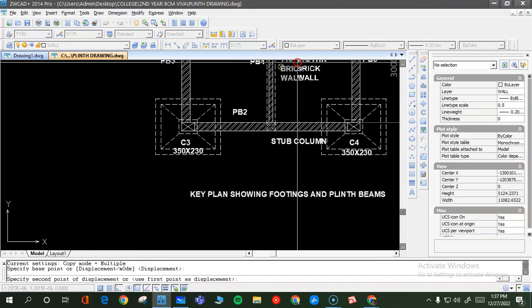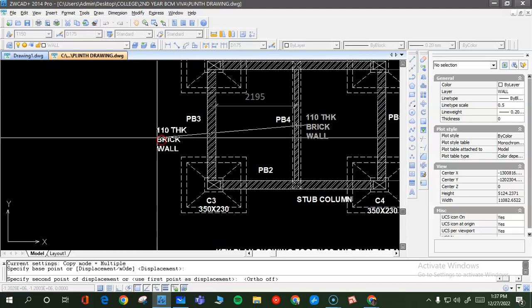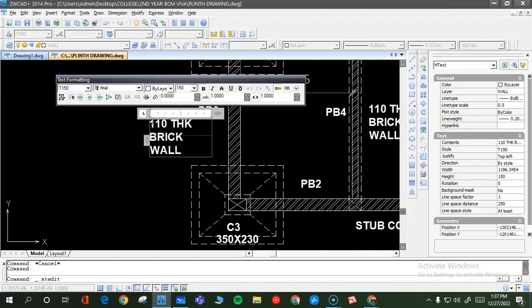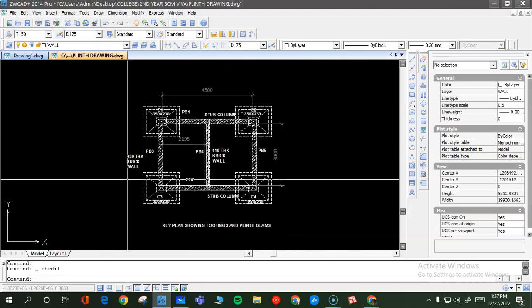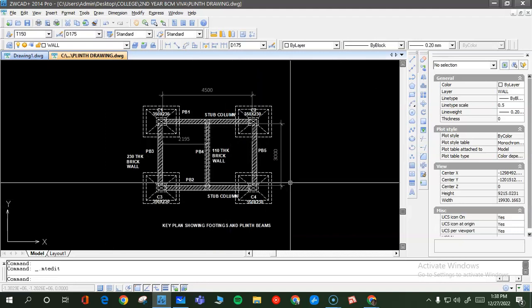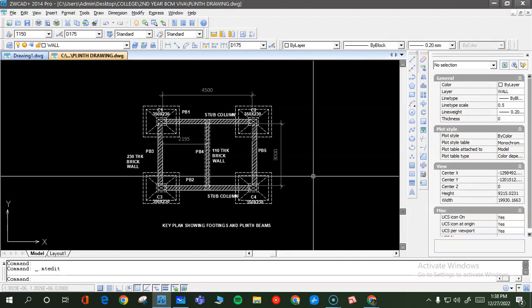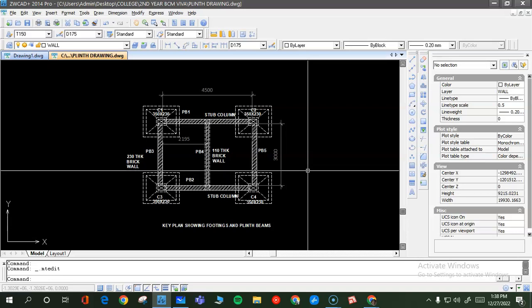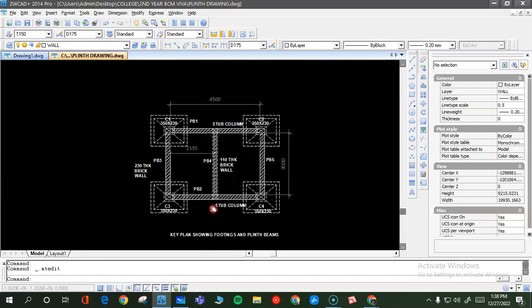Now if you don't get time to do the lettering with proper guidelines, you can do it freehand also, but complete the question. That is very important. So you don't try to do everything with proper guidelines. You can directly write freehand on the sheet itself, and the more important thing is that you should try to give as much information as possible. So this will be your key plan.